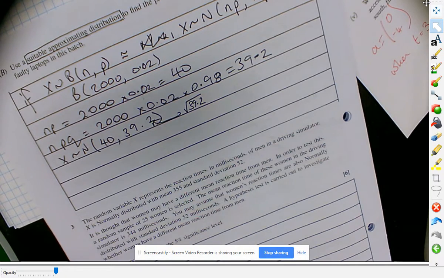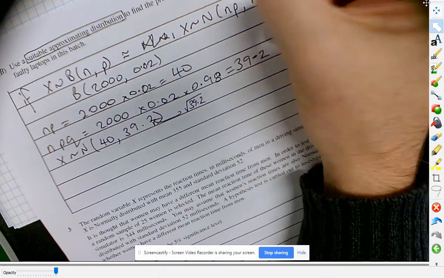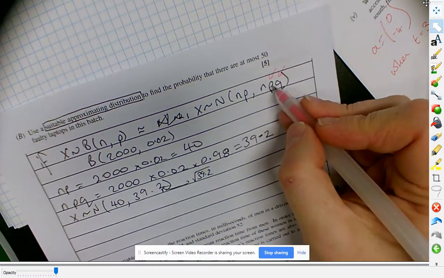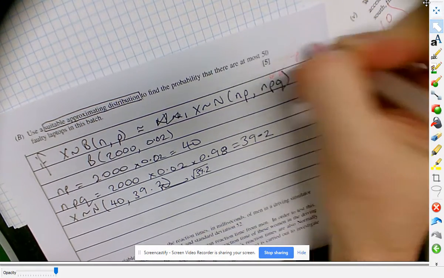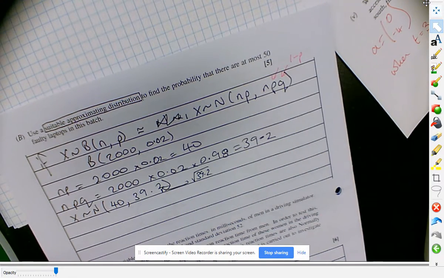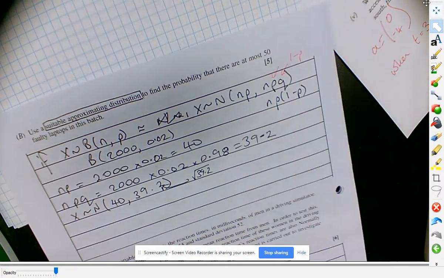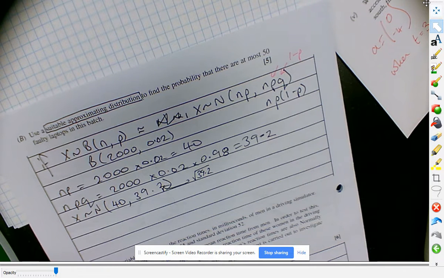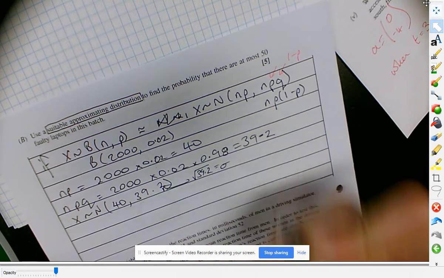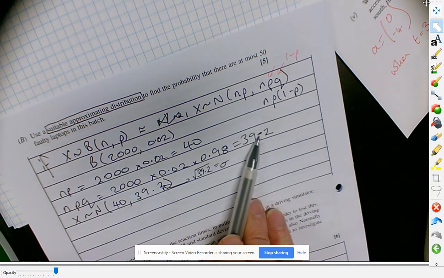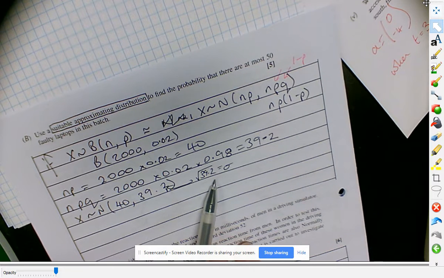If p is the probability of success, q is just 1 minus p. It's the probability of failure. So you could also write this as np(1 minus p), which is another way you might see it written. And my sigma is going to be root 39.2, because remember, this is sigma squared, the variance, and my calculator asks for standard deviation.